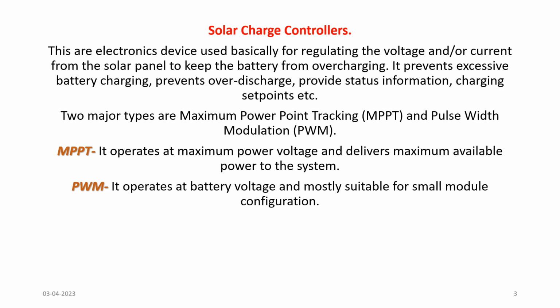So we have two major types. The one we call MPPT, that is maximum power point tracking, and the other one we call pulse width modulation, that is the PWM. MPPT, it operates at maximum power voltage and delivers maximum available power to the system. What we mean by this one, the MPPT, is that it will track the maximum power from your solar panel or photovoltaic cell. It will track the maximum power from the panel to use it to charge your system efficiently.